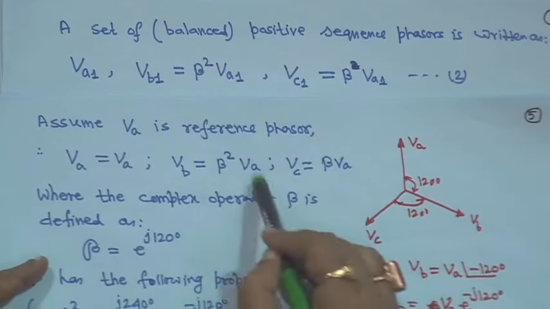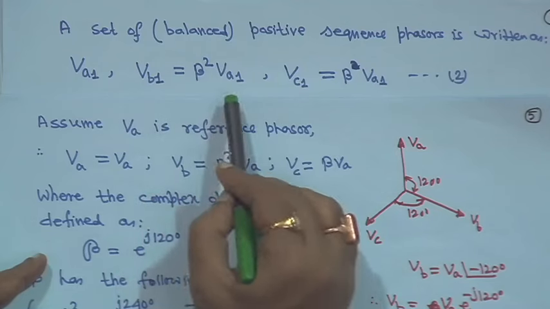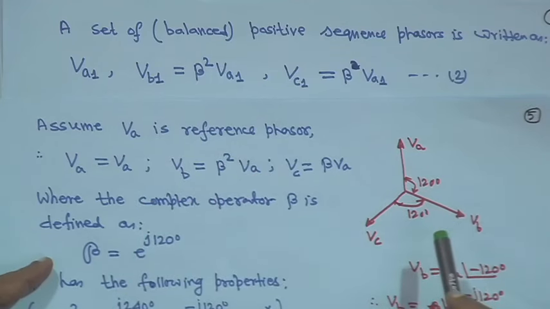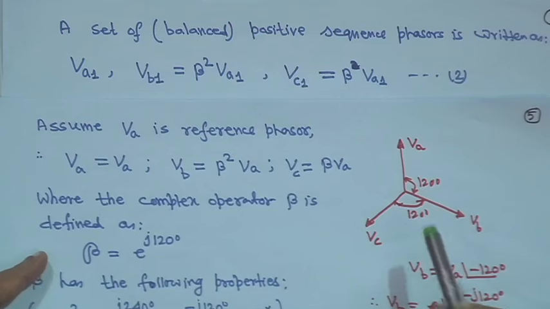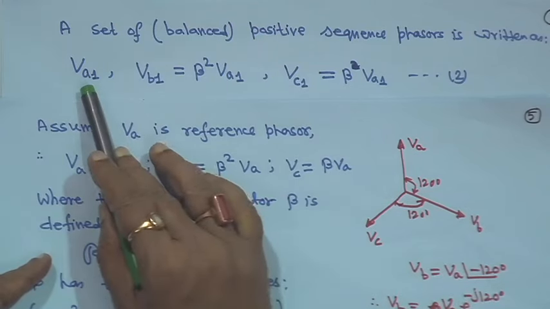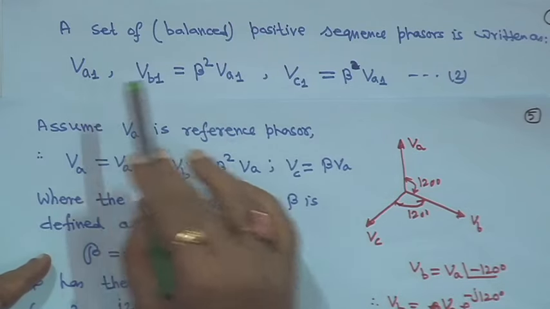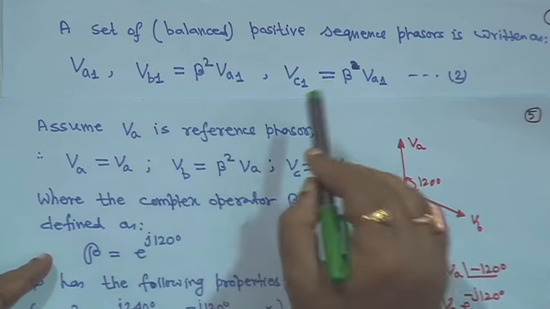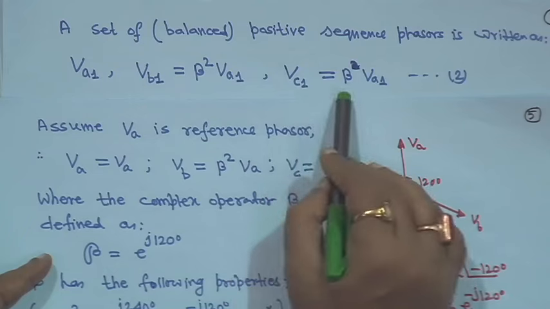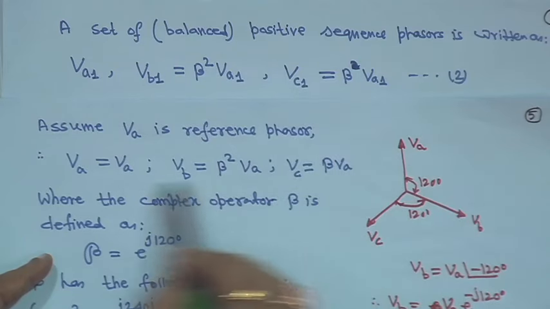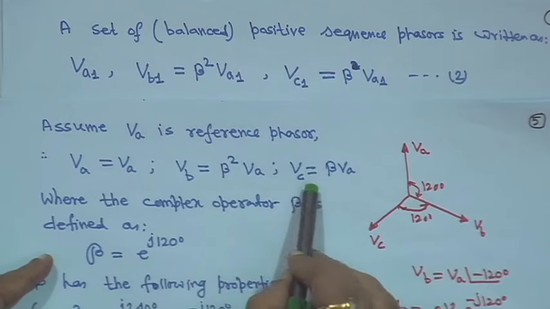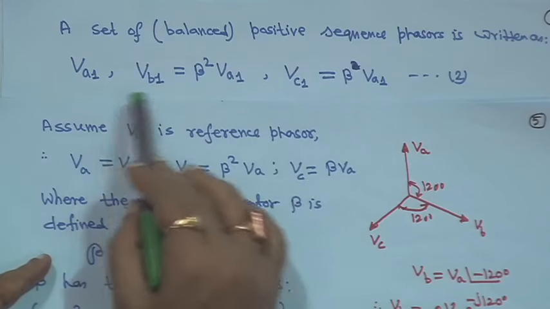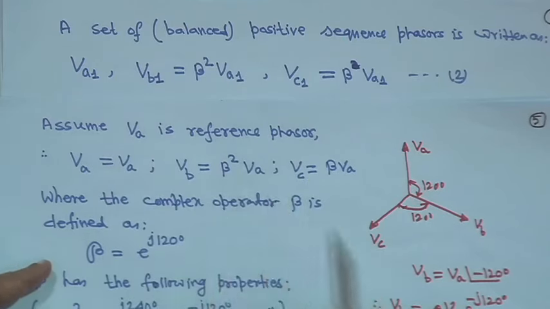Here it is the ABC sequence, with the positive sequence, negative sequence and zero sequence components; the same thing will come. For the positive sequence, Va1 is for phase A, for phase B the positive sequence Vb1 will be beta square Va1, and for phase C the positive sequence Vc1 will be beta Va1. Same equations, only you have to represent them as Va1, Vb1, Vc1.